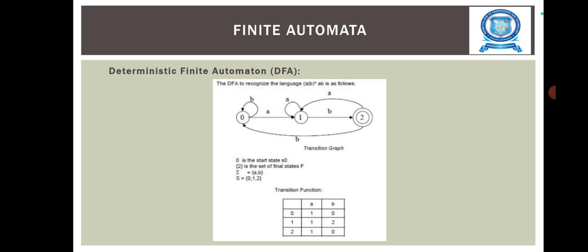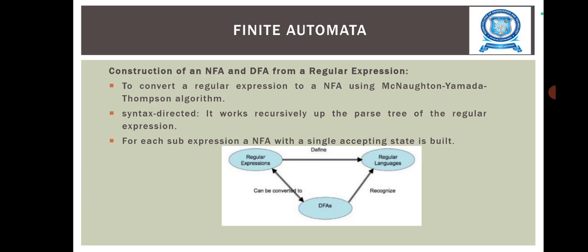Here the diagram shows the deterministic finite automaton for the example (a|b)*. For that, first you have to draw the transition diagram. Here A and B are represented as the input, 0 is represented as the start state, and the double circle is represented as the final state. So from one state to another state, you have to mention the input on the transition in your transition table.